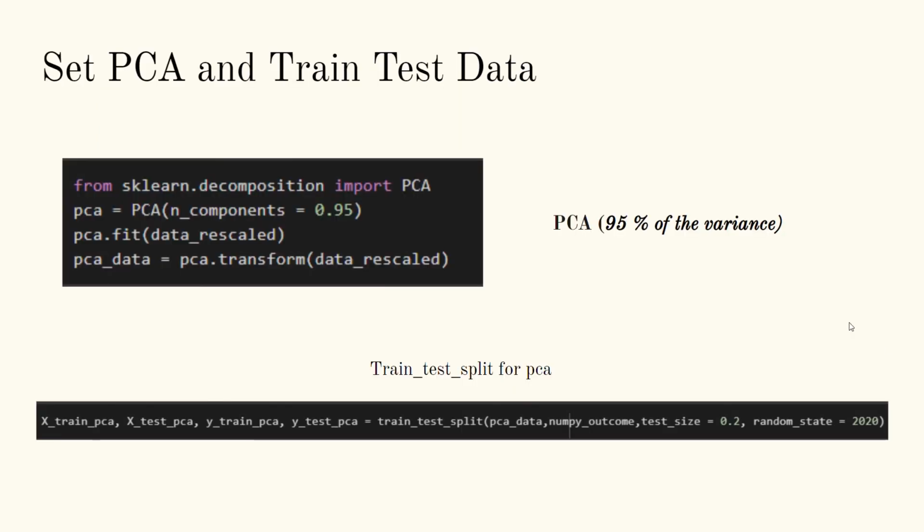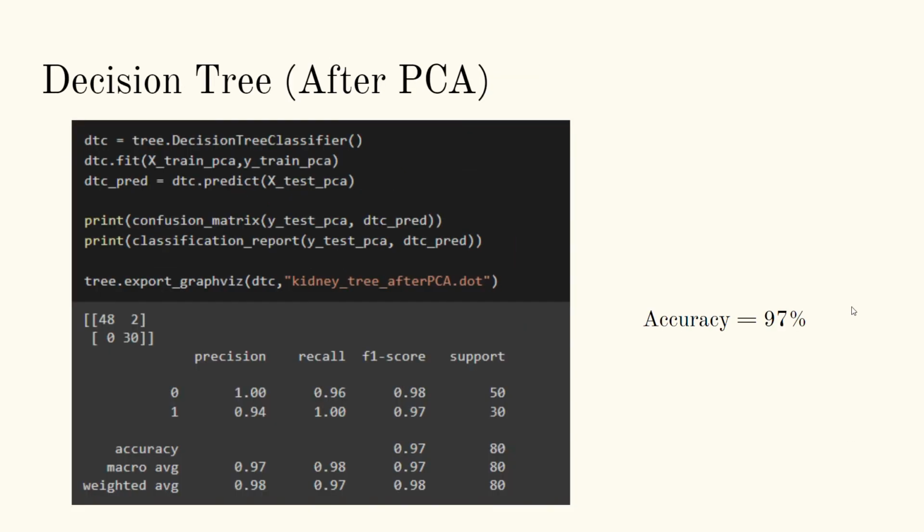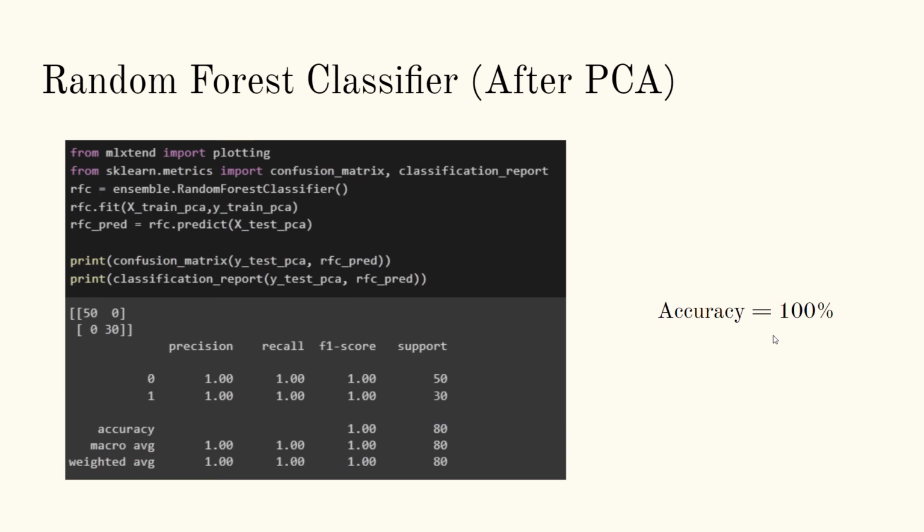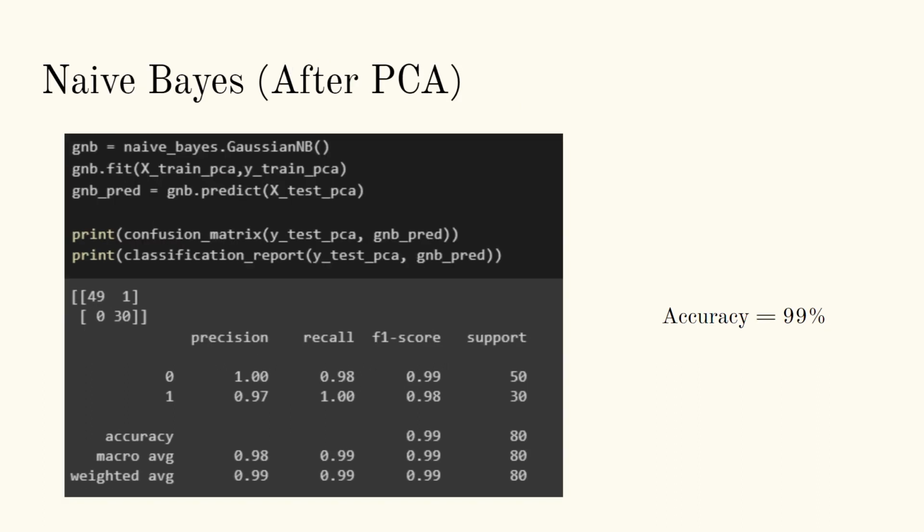And then here's the PCA. We are using 0.9 as the variance that we want it to retain. And then we have to make a new train test split for the PCA. And then we can see that the accuracy of the decision tree is up by 1%, and the random forest got 100% accuracy in prediction. And then for naive Bayes we can see it's up 4%, which is up to 99% accuracy.